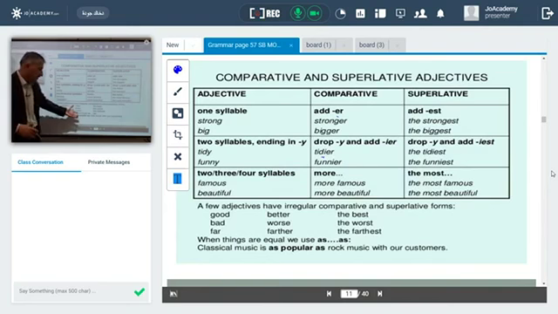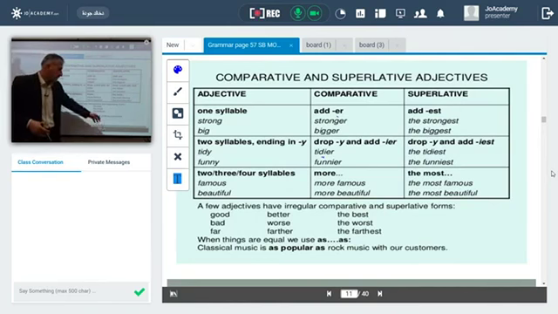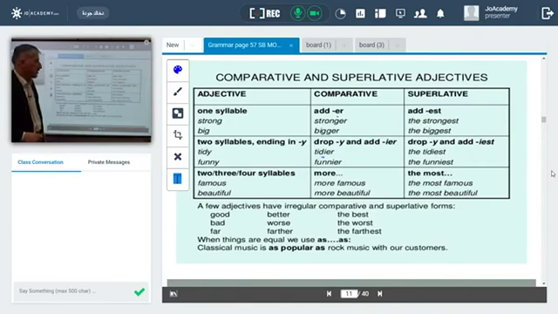Also, we will come to talk about as plus adjective plus as, if they are equal in the adjective, like we have here, classical music is as popular as rock music with our customers. As popular as. So also it's there. If I want to say as big as, Jordan is as big as Syria, and so on.